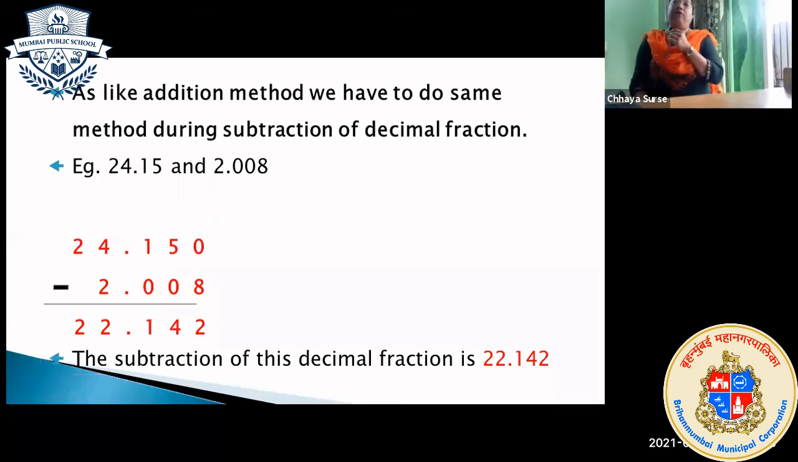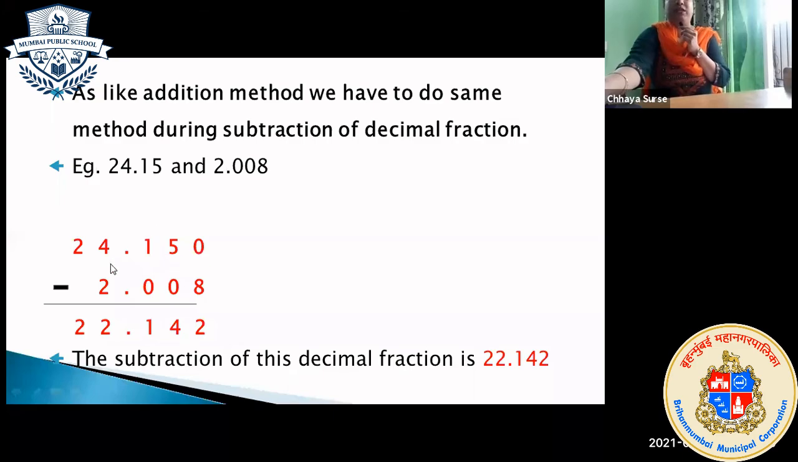Next, we learned about addition. The subtraction method is just the same when we subtract decimal fractions. Now here are the numbers: 24.15 and 2.008. So the first number is 24.150.